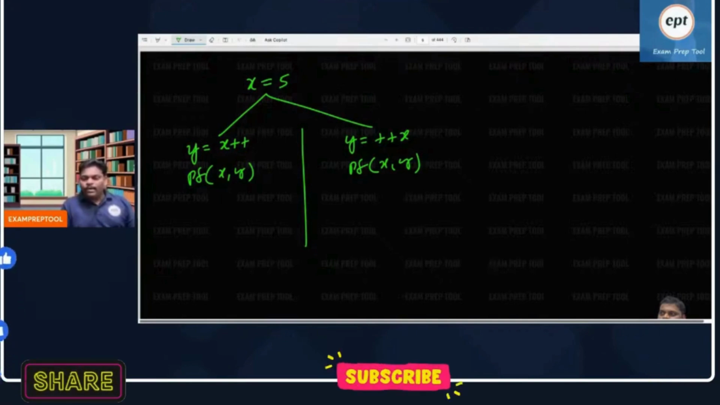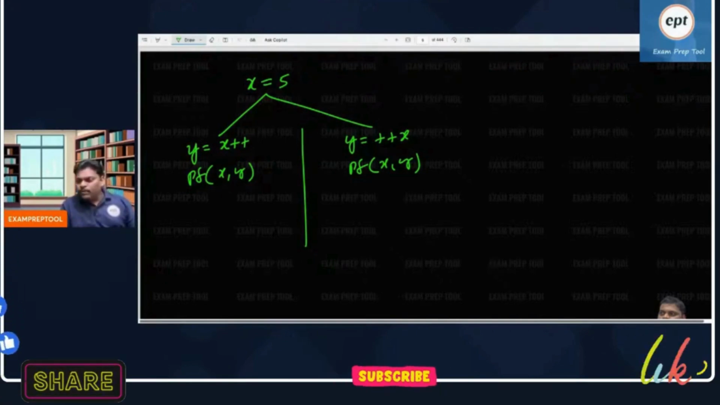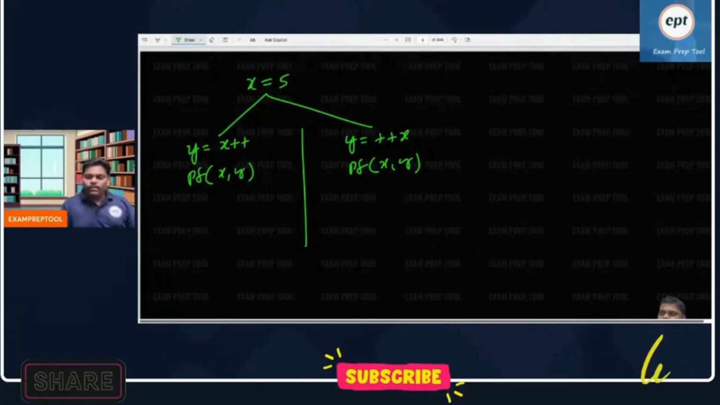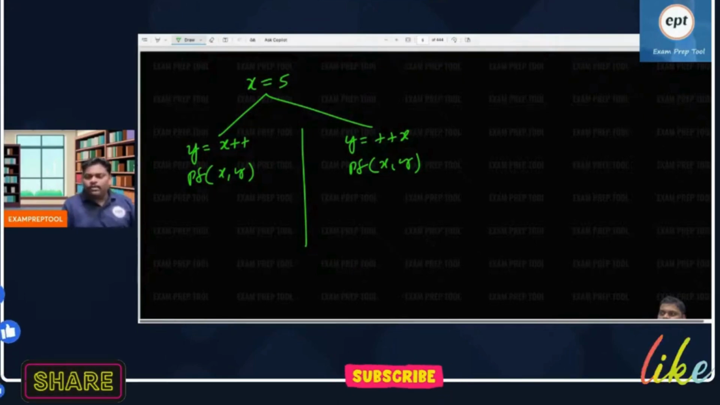Gayatri, what is the left? What is the right? Priyoshi said 65, 66. Ashwini said 65, 66, right? 65 for the first one, 66 for the second one. Okay, let's see. Priyoshi is saying 65 for the left and 66 for the right.